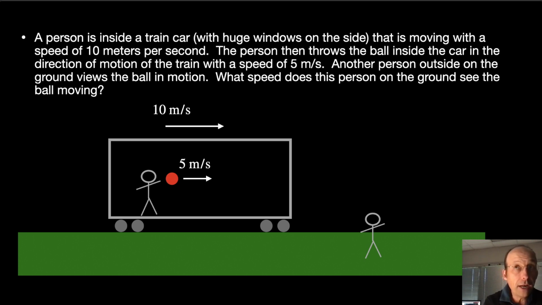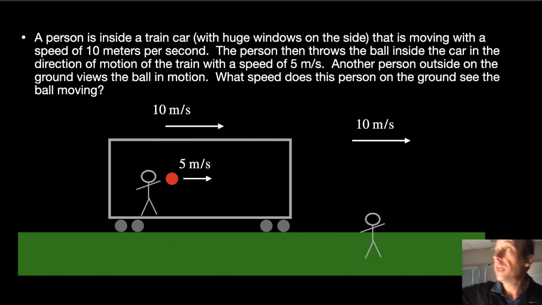Basically, there's a train car with a window on it, and there's a person inside with a baseball or any kind of ball. The train car is moving at 10 meters per second to the right, and the person throws the ball to the right at 5 meters per second. Now imagine there's someone on the ground looking through the window. How fast do they see that ball? It's not a hard problem, right? But we can use this to our advantage.